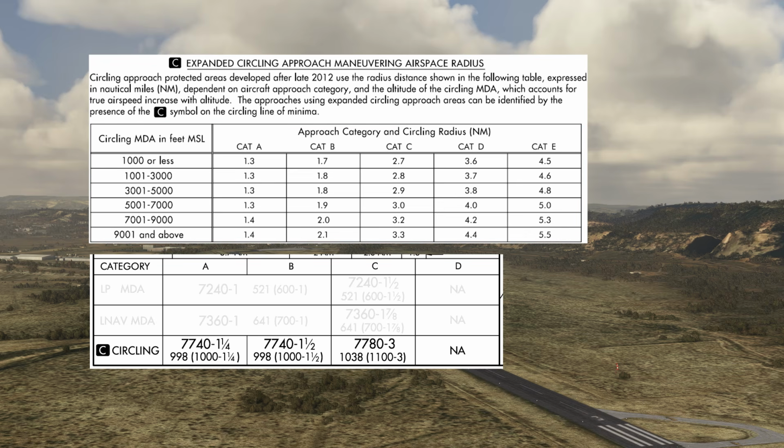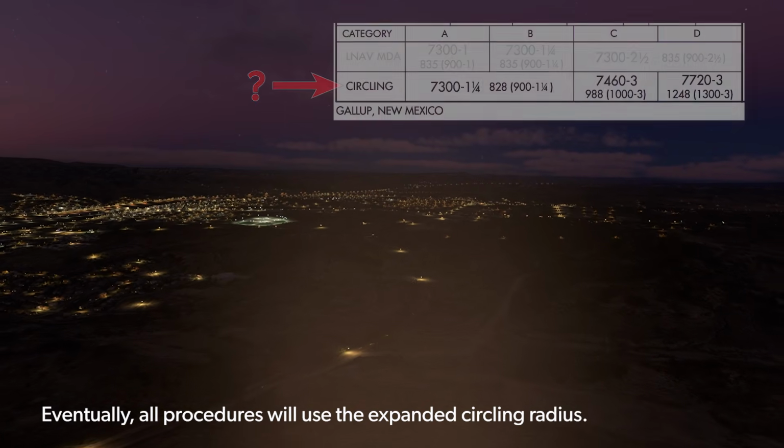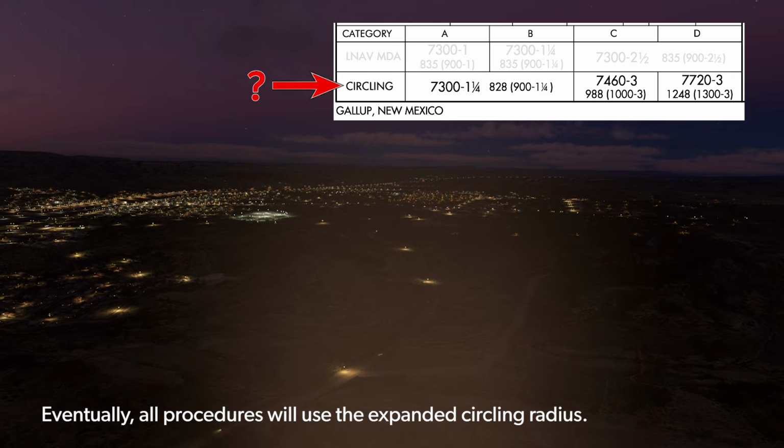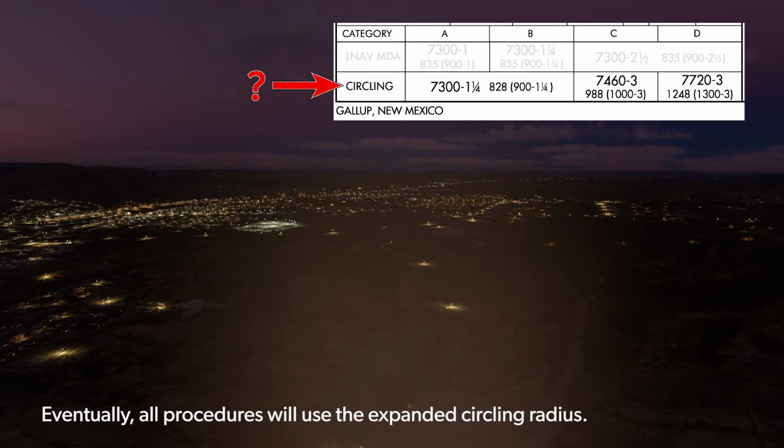On this procedure that we're looking at here, Category D minimums are not authorized. They're just not offered. But Category C has a protected area that extends all the way out to 3.2 miles, which is nice. Eventually, all the procedures are going to use this new criteria, and they've already started removing the C symbol from charts. And so it's even possible that Gallup, where we just landed, is surveyed using the wider circling areas. There's just really no convenient way for a pilot to know.